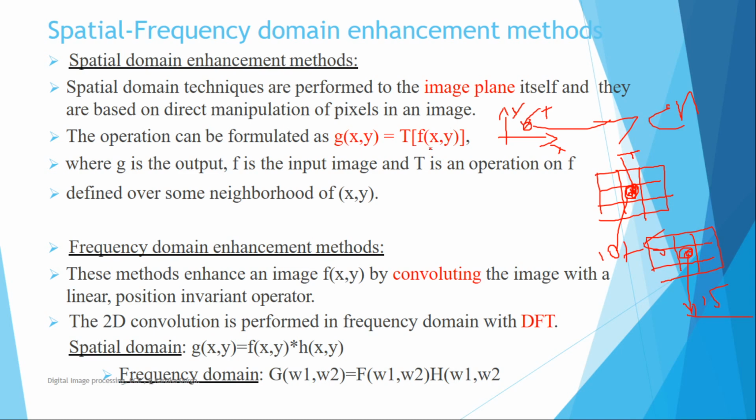f of x comma y, where f of x comma y represents the original image and g of x comma y represents the enhanced image. x comma y represents the coordinates of the values with respect to x and y coordinates, where T represents what type of enhancement tool we are applying.